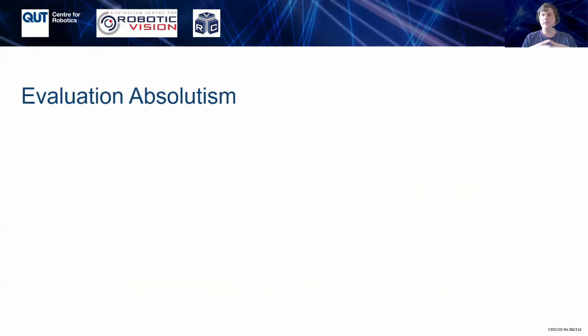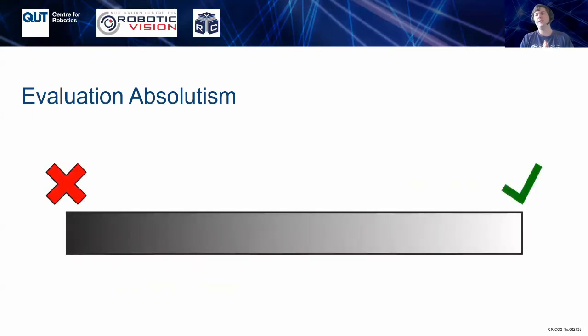And then I come to the next point, which is evaluation absolutism, which is a bit of a bigger issue in the context of trying to apply systems to robotic systems. By absolutism, I mean that because we're using a precision recall curve, which requires true positives and false negatives, we can't have detections which are some degree of correct. They are either right or they are wrong, nothing in between.